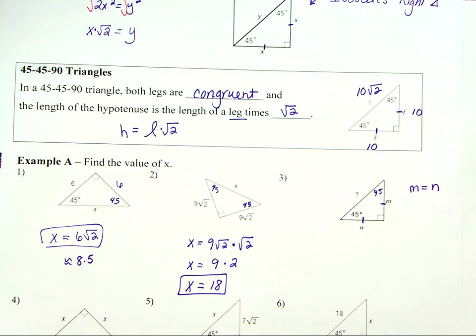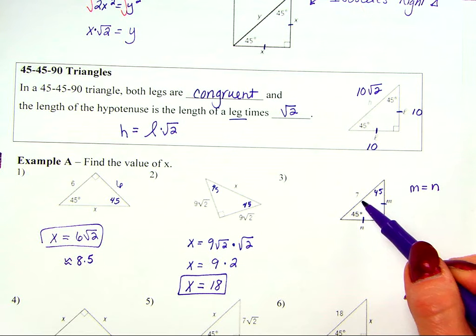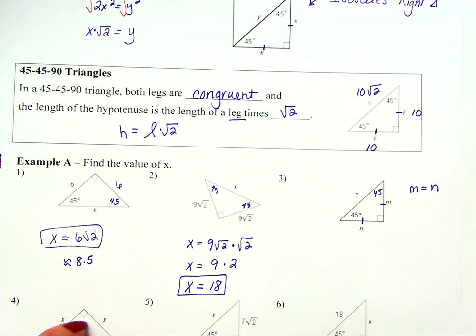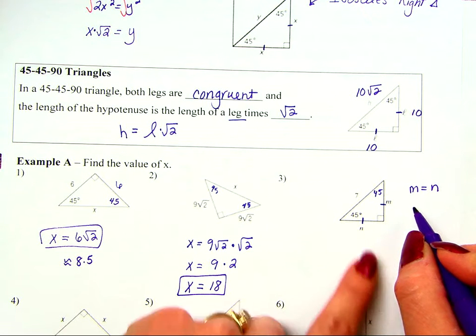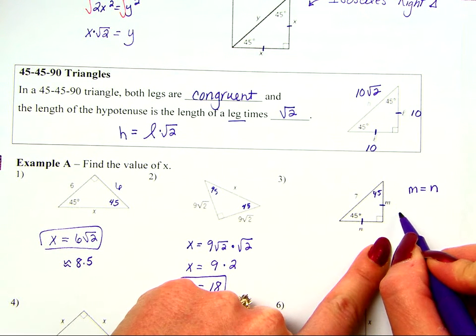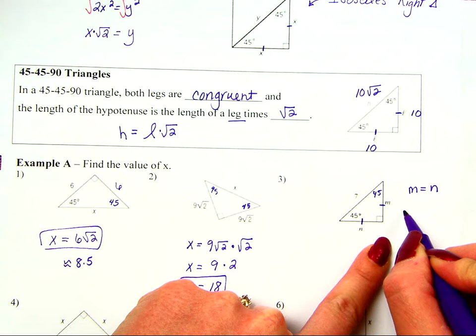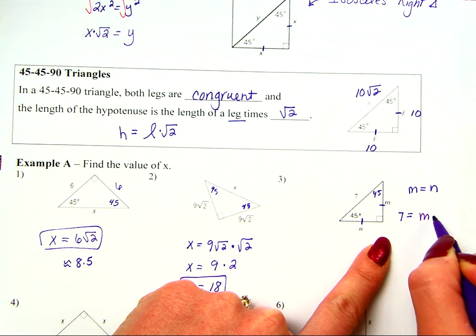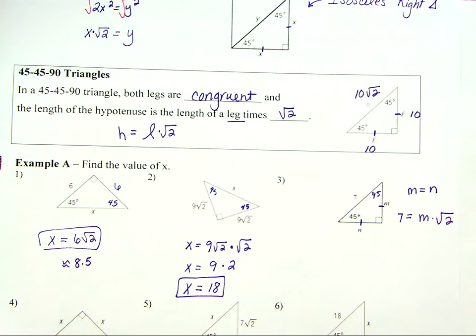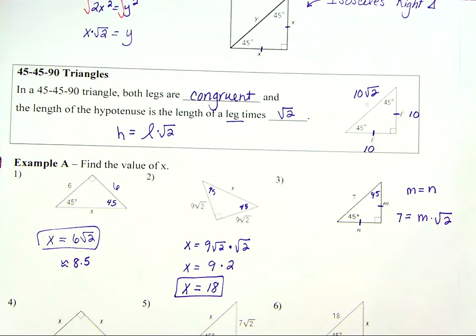Well, this time we're working backwards a little bit. My hypotenuse is 7. If my hypotenuse is 7, well, I would have my leg 7 equal to m times root 2. But I want to know what m is. I want to know what that value is for my leg. And so in order to get m by itself, we're actually going to divide by root 2.